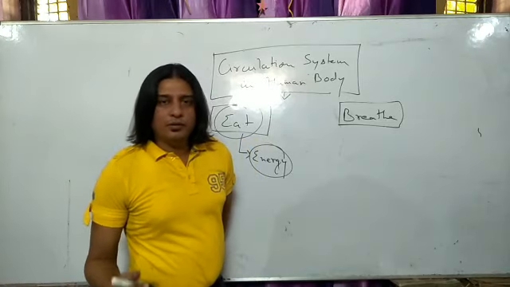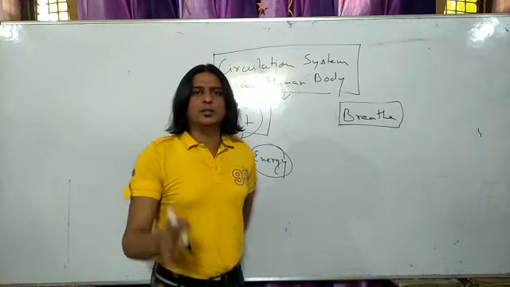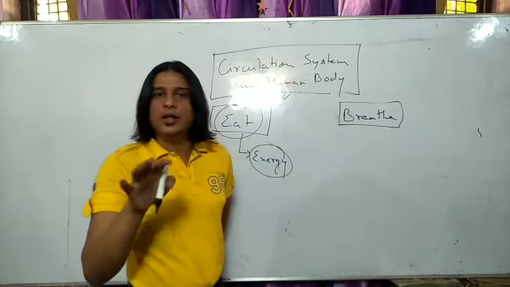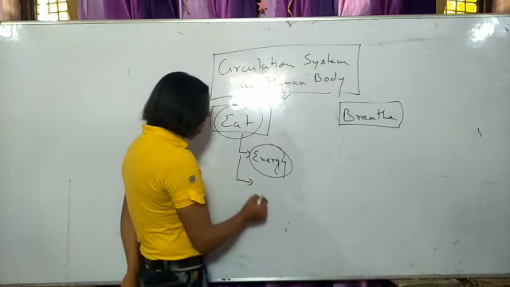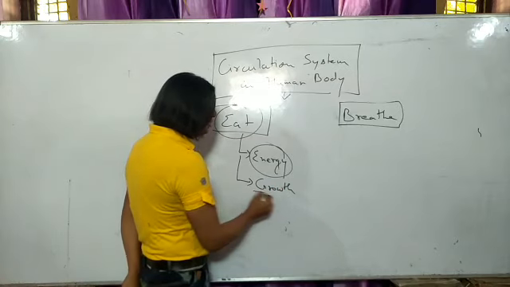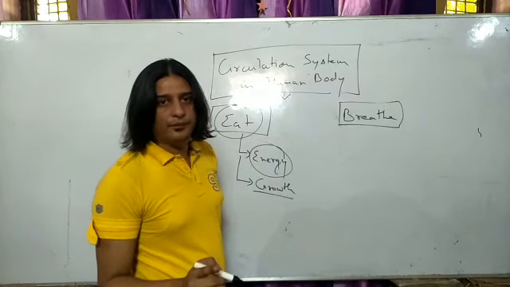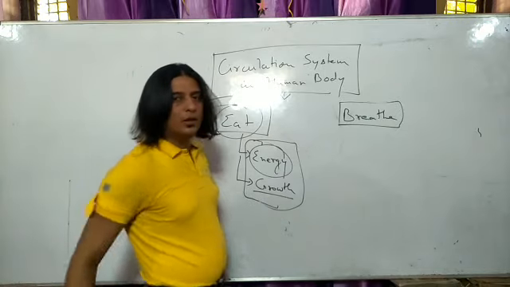In order to live, in order to survive, every organism on this earth needs energy. Secondly, for the growth of our body, we need to eat. These are the two main factors why we eat.